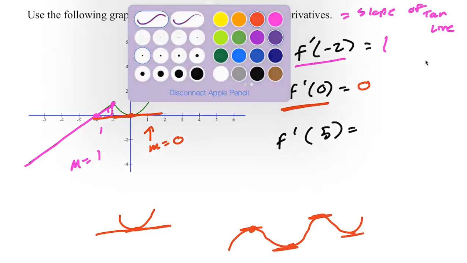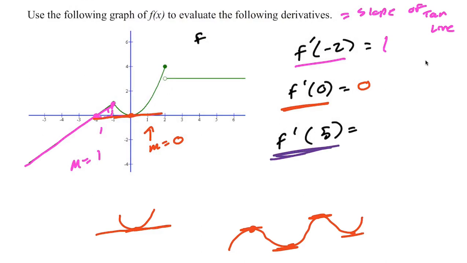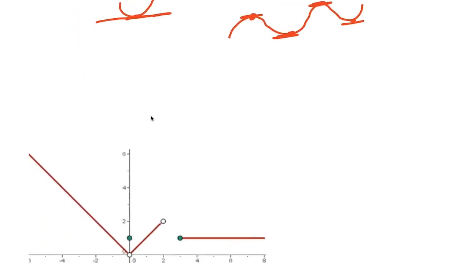The next one, let's take the derivative at 5. Here's 5. And we're trying to find the slope of the tangent line. Well, the tangent line is just this line there. The slope of a straight line is 0. Right, so that's how you find the derivative given a graph. You just find the slope of those tangent lines. Let's do one more, then we can get out of here.